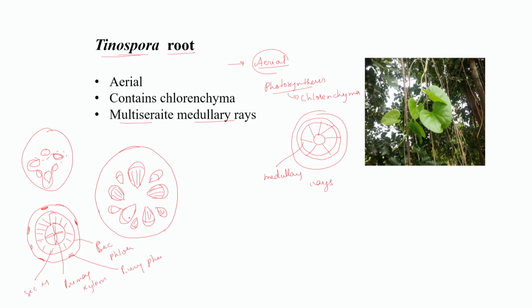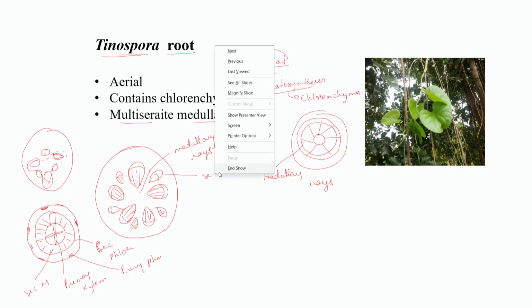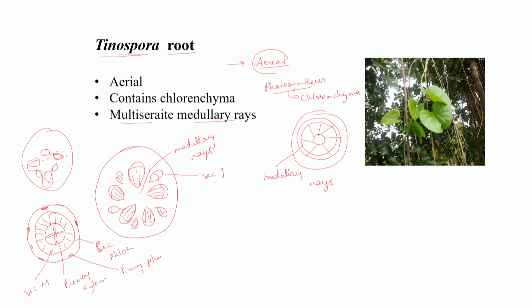Okay. So although it has to be continuous, it is appearing in the form of discrete patches because of the presence of wide medullary rays. Okay, you can see here that in between these xylem and phloem patches, this is secondary phloem and this is secondary xylem. You can see these are broad medullary rays, okay, elongated cells.